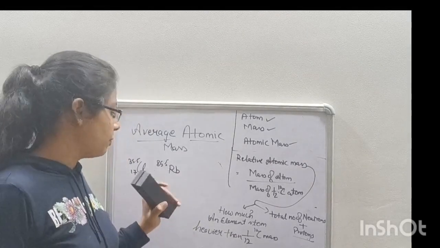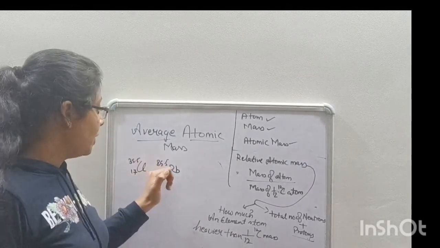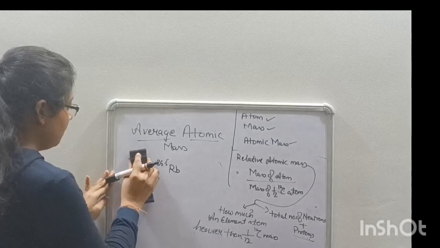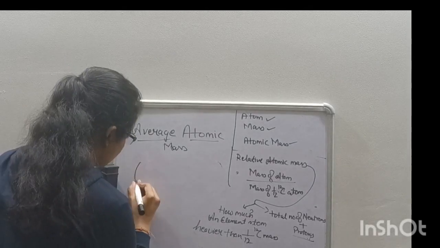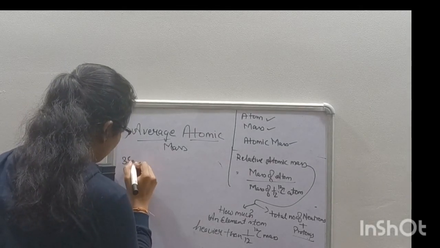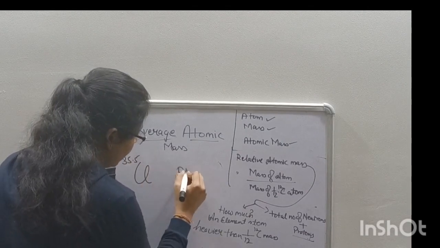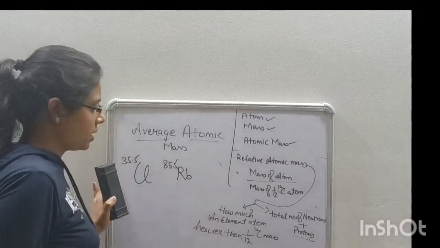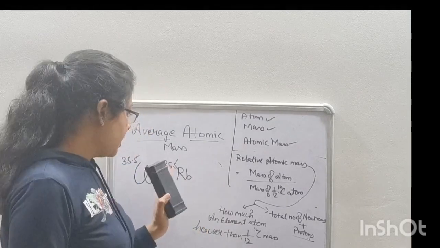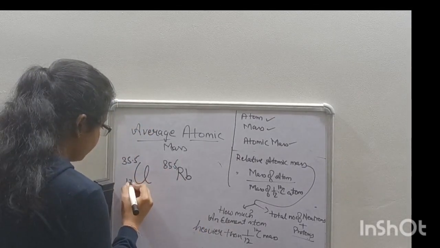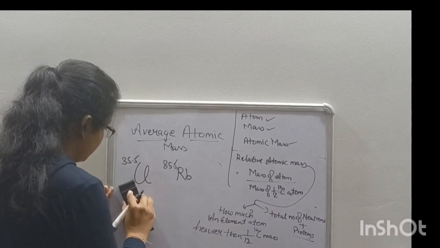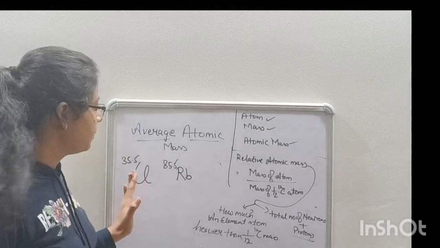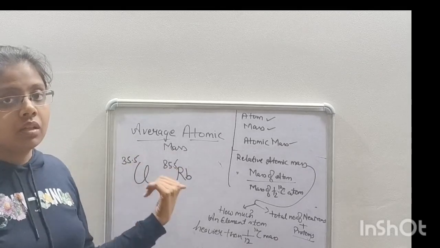Actually, it's 85.5. So the mass of the rubidium comes out to be 85.5. And that of the chlorine, let me write it bigger so that you can understand this. 35.5, rubidium 85.5. Let's not talk about the atomic number this time. Okay, so how do these terms come?